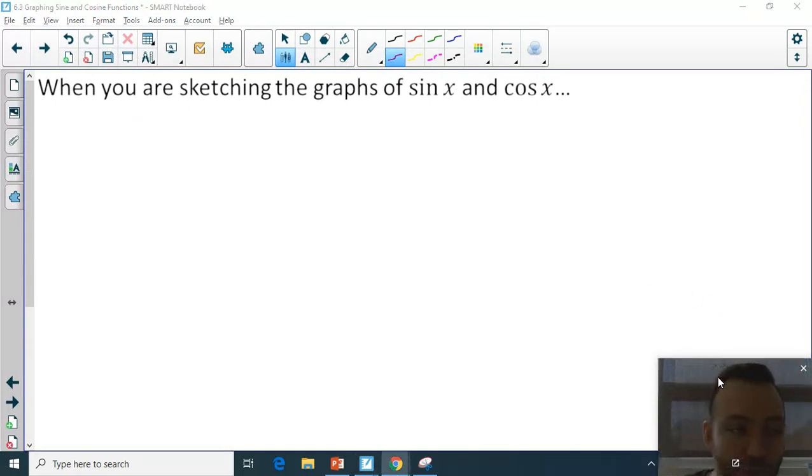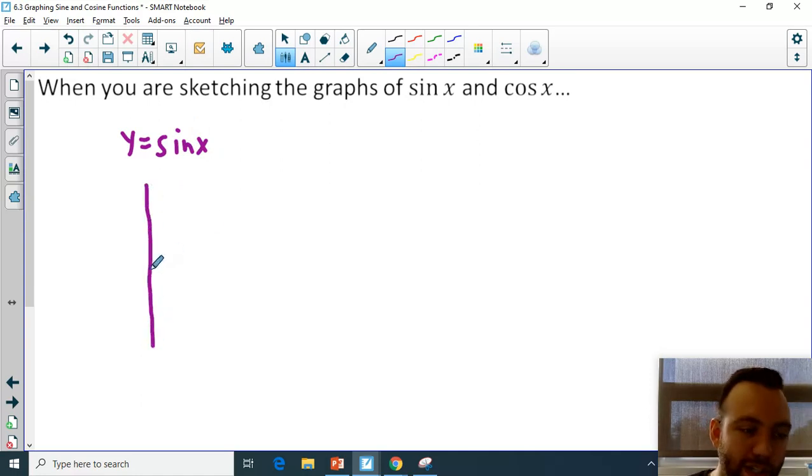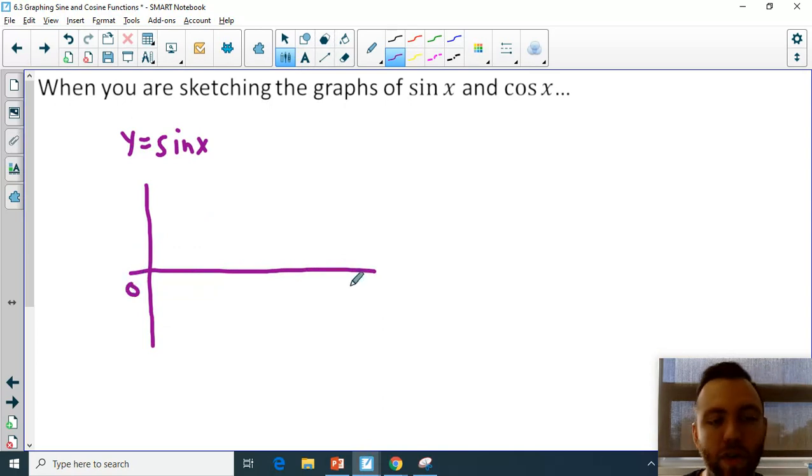And so when we are sketching the graphs of sine and cosine, this is something that we need to get used to. Like, this is something you should write down. So when we're doing sine of x, and this is because graphing this thing is something that will help us so much in identifying values, right?